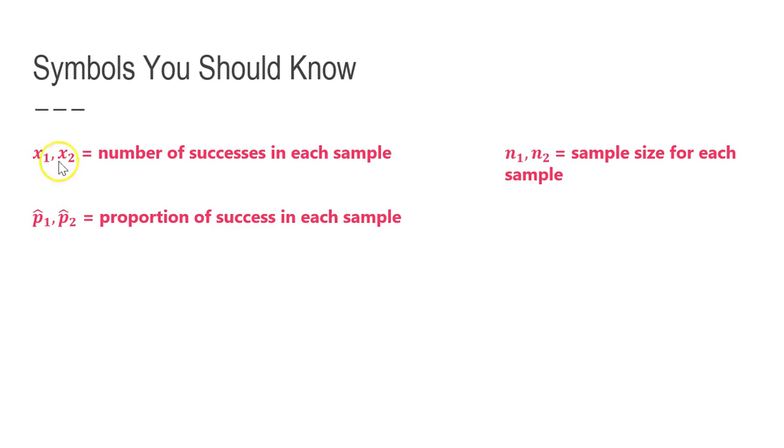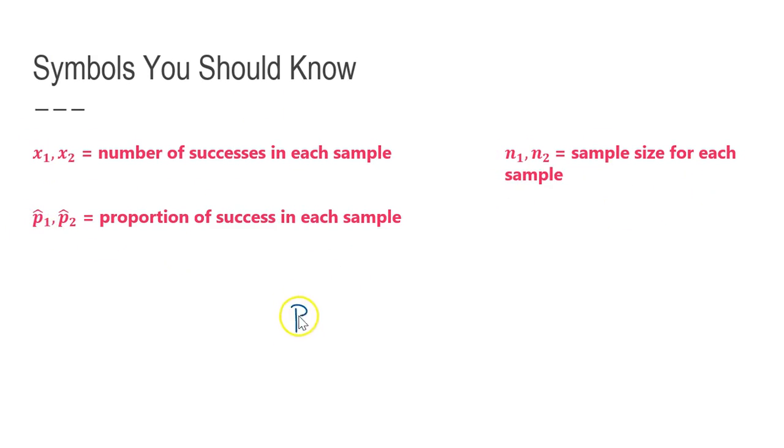Okay, so some symbols you need to know. X1, X2 is the number of successes in each sample. This is going to be very similar to 8A where we did one proportion. Now we're doing two. P hat 1, P hat 2 is the proportion of successes in each sample. And then N1, N2 is the sample size. So X1 over N1 would give me P hat 1.